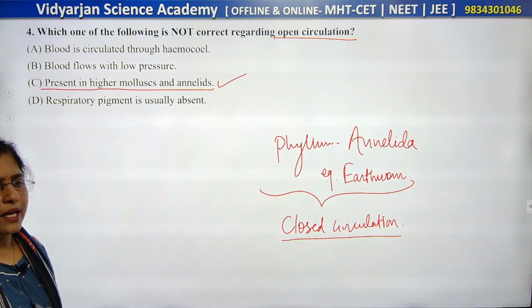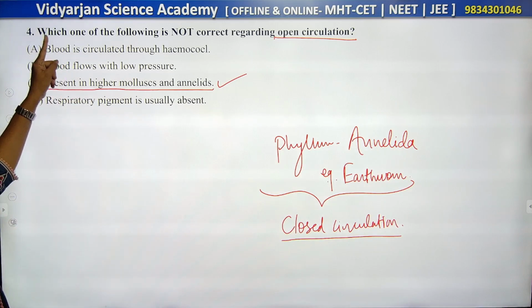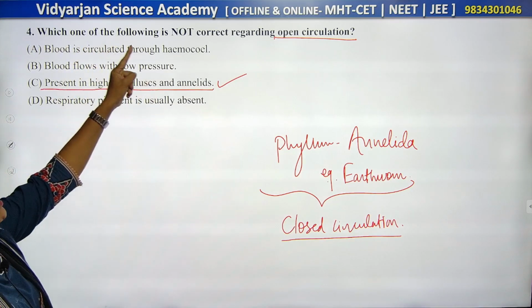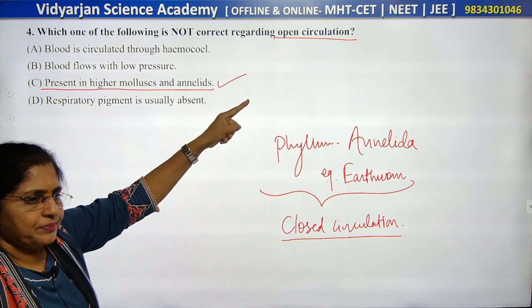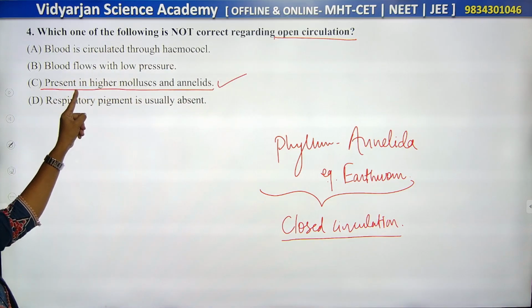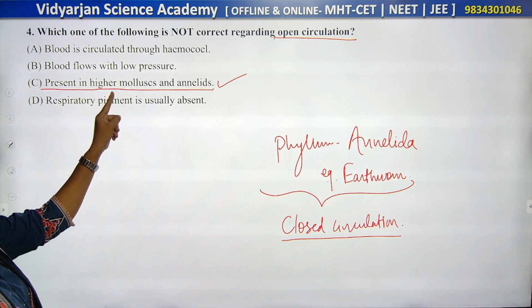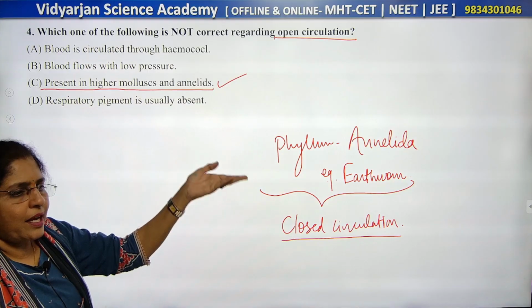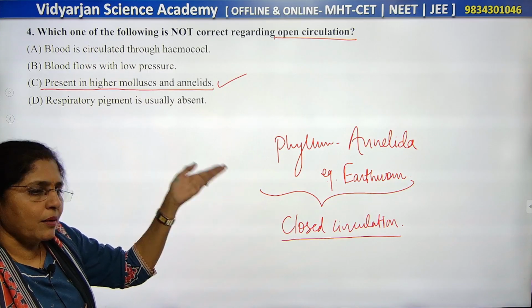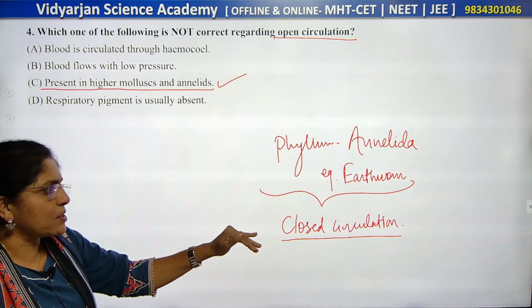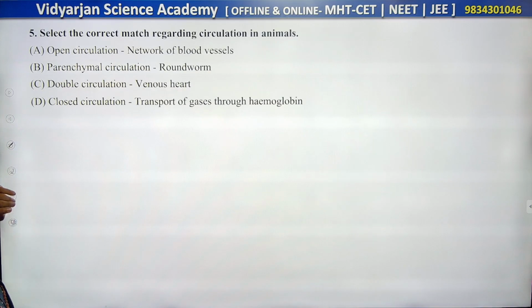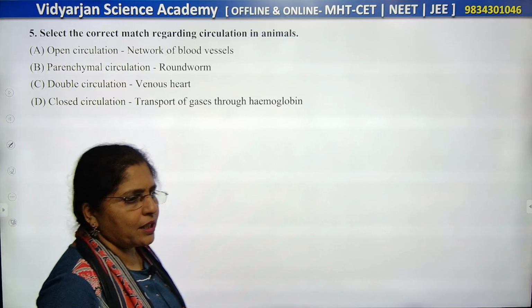So again, I am repeating the question. Which one of the following is not correct regarding open circulation? Your correct answer here is: present in higher molluscans and annelidans. I gave you the explanation that annelida is the only exception amongst all the non-chordates, and a few higher molluscans, that show a closed circulatory system. This is what you will remember. Now let us move to the next question.